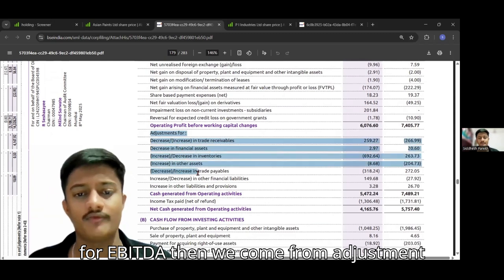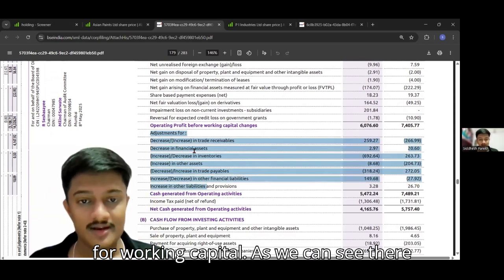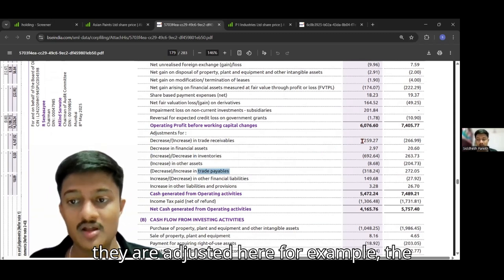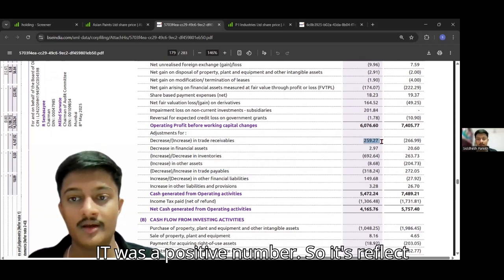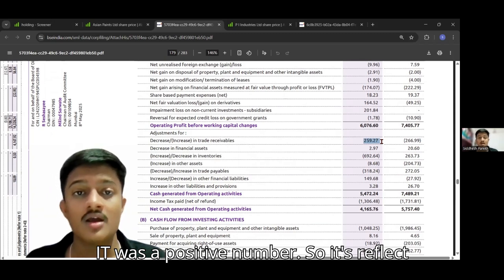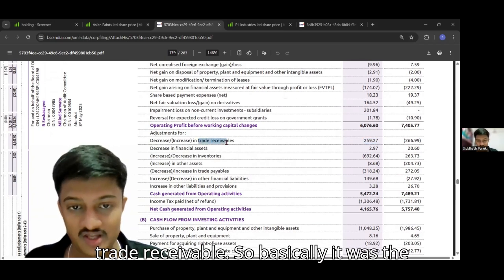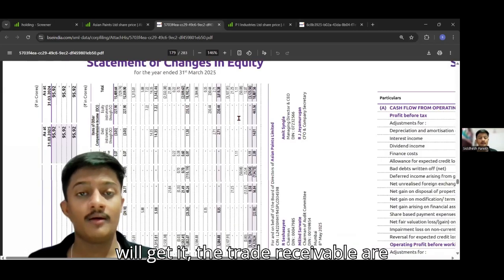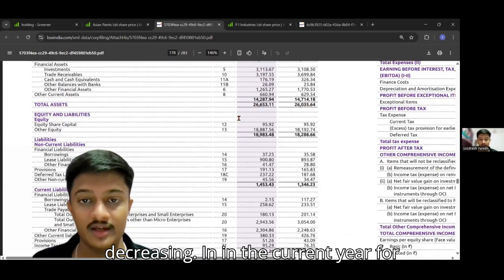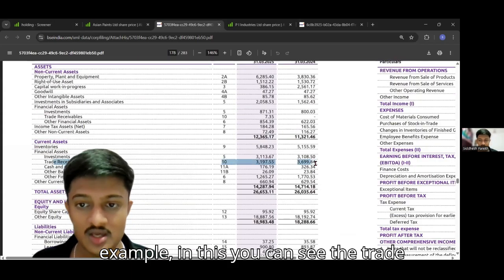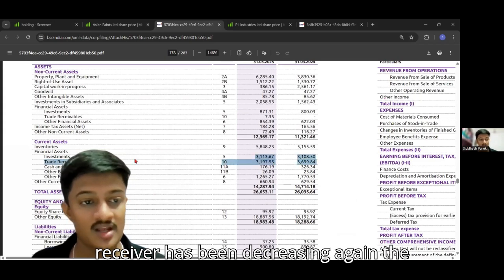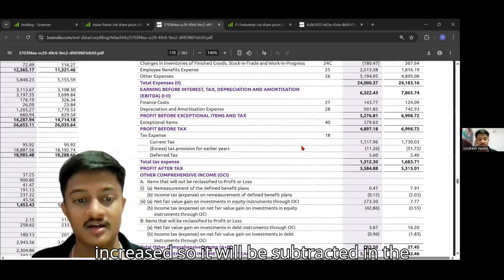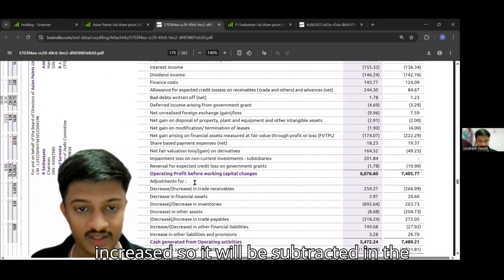Then we come to the adjustment for working capital. As we can see, there are working capital items like trade receivables, inventory, and trade payables, and they are adjusted here. For example, the trade receivable figure is a positive number, so it reflects that the company has received money from trade receivables. In the balance sheet you will see the trade receivables have decreased in the current year. Again, you can see the inventories have increased, so it is subtracted in the working capital items.